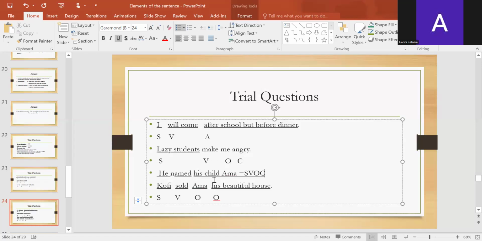Or maybe, Kofi sold Ama his beautiful house. Here you can see that Kofi is the subject, sold is the verb, Ama is an object, and beautiful house is another object. In other words, there's a transfer of property here, where something is being transferred from one person to another. So Kofi sold a beautiful house to Ama. So it's OO. Very good.